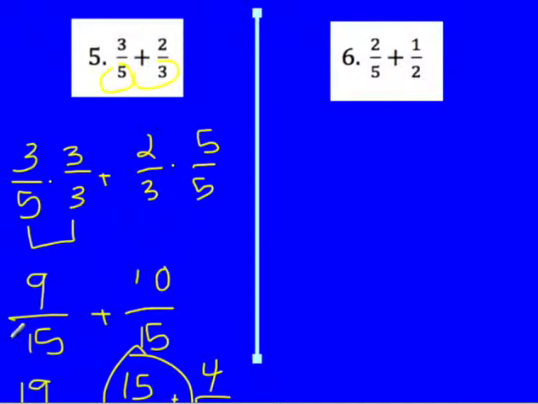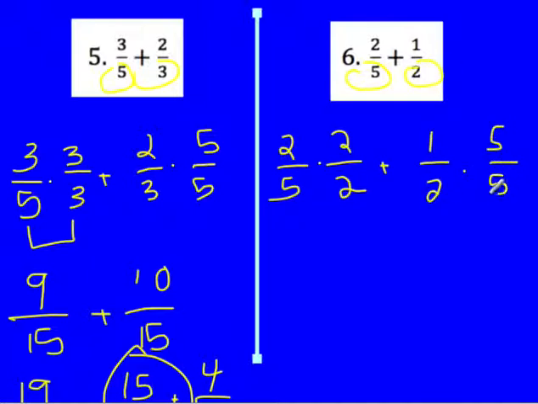So what's the smallest number that 5 and 2 multiply by? The smallest number that 5 and 2 multiply by are going to be 10. So what do I need to multiply 5 by to get to 10? Well, that's going to be 2, so I'm going to multiply 2 over 2. What do I need to multiply this 2 by to get to 10? And that's going to be 5.